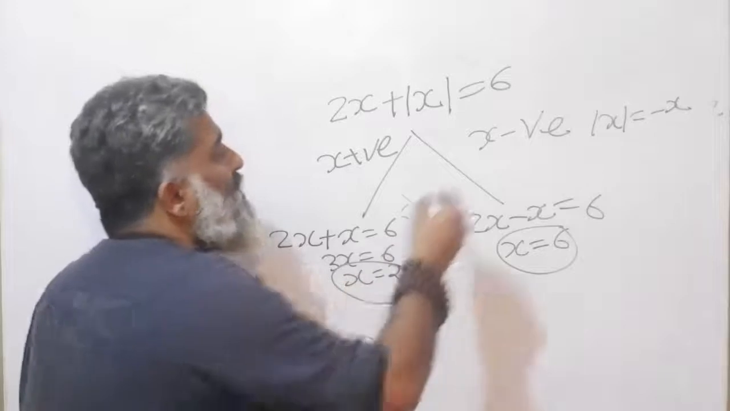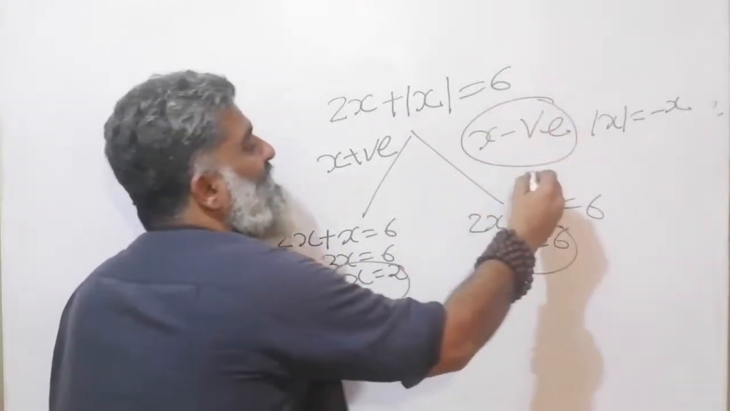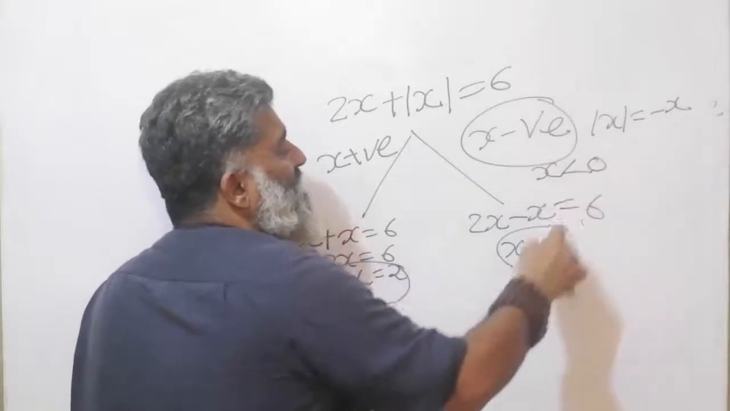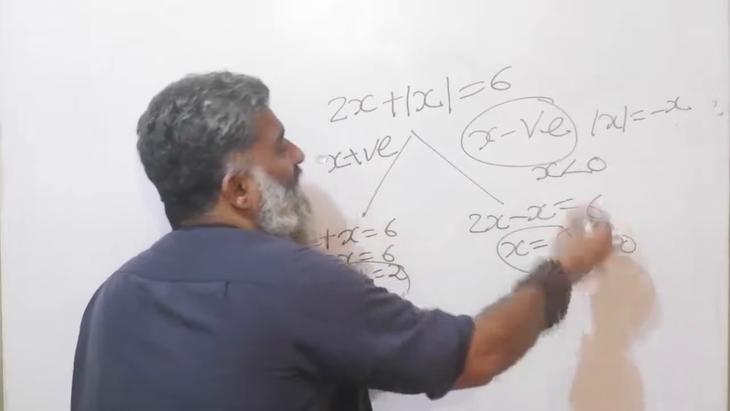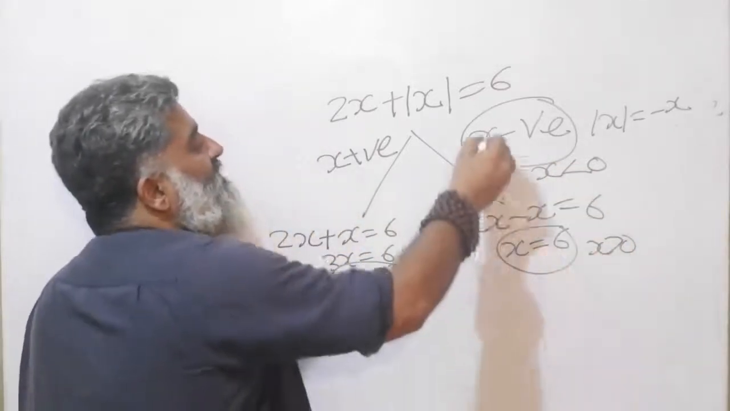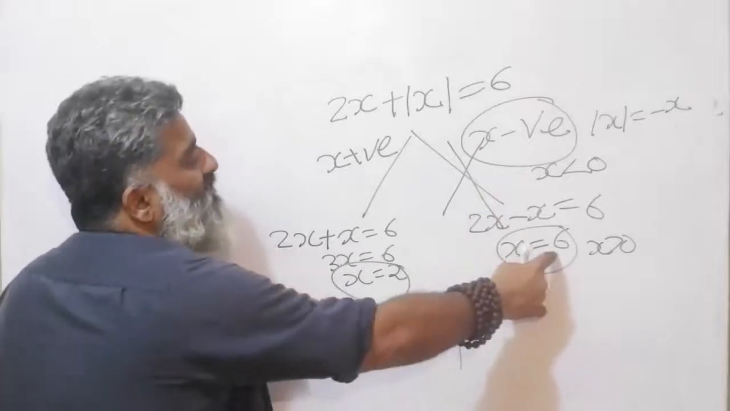But pay attention, your assumption was that x is negative. You are assuming that x is less than 0, but the result you are getting, x is equal to 6, x is greater than 0. How can this be true? That means this storyline is not working for me. Try the value of 6 as well.